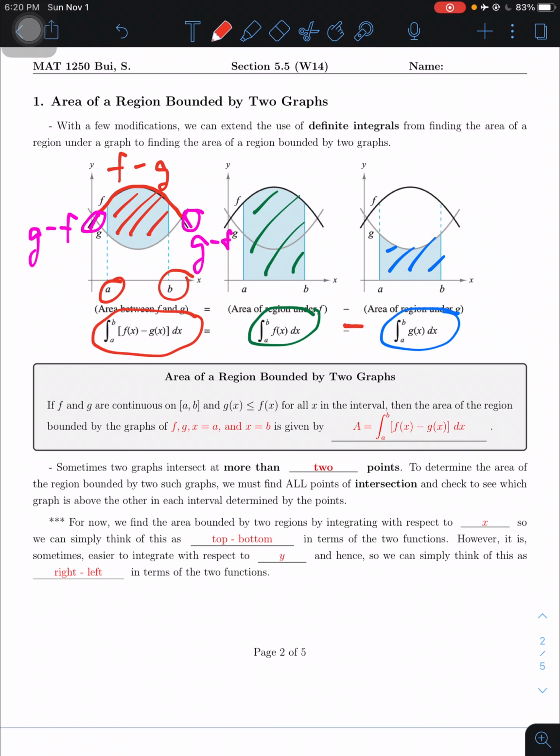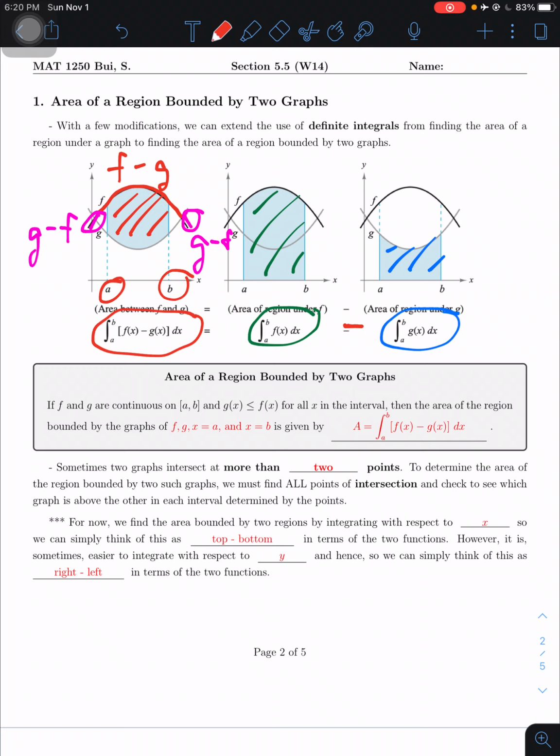Okay? So in summary, area of a region bounded by two graphs. If F and G are continuous on the closed interval from A to B, and G is less than or equal to F, meaning G is under F as for graphing, for all x in the interval from A to B, then the area of the region bounded by the graphs of F, G, and x equals A and x equals B.